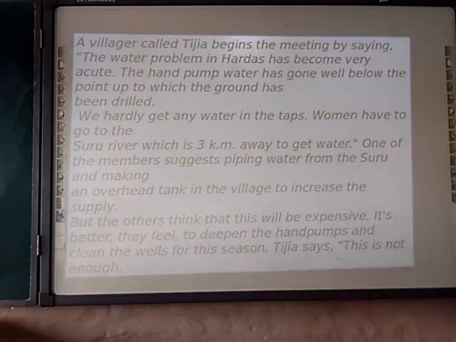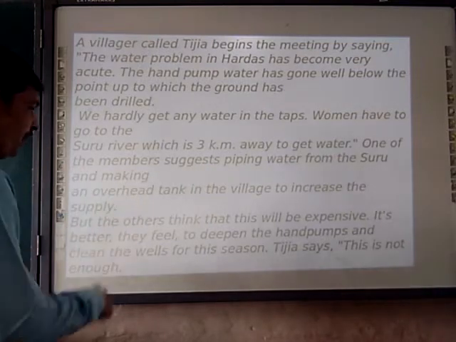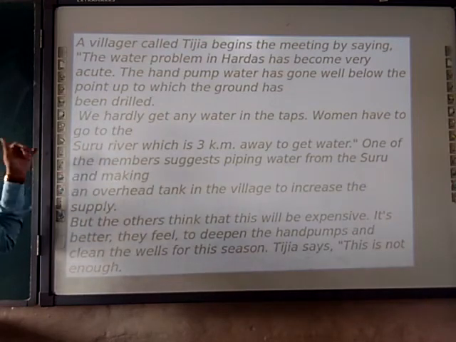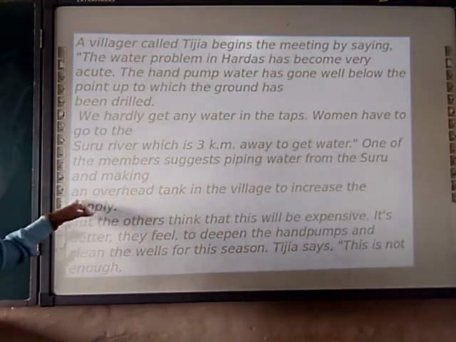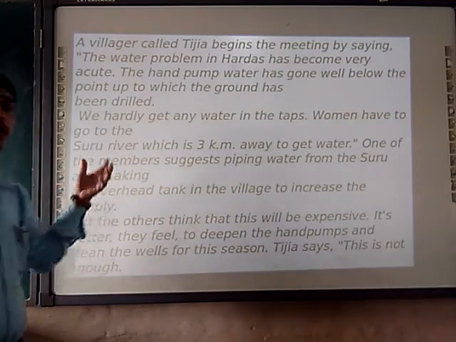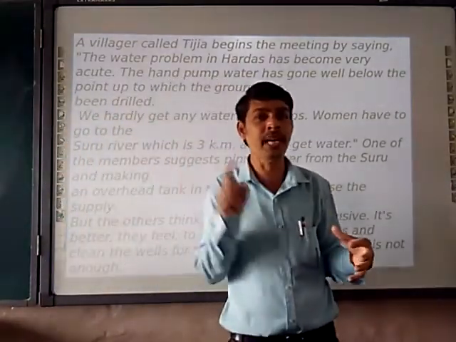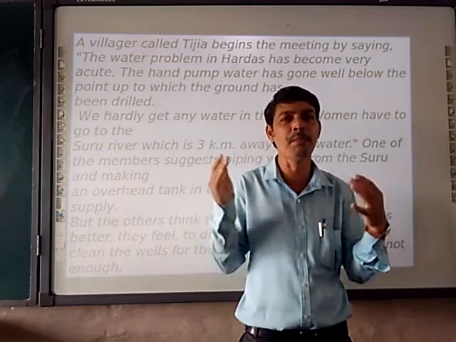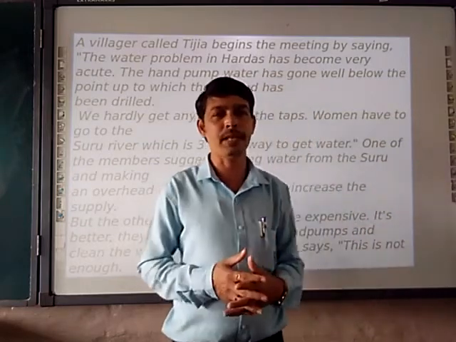So here in this story we are seeing the people of village Harda are suffering from the water scarcity problem, right? And they are suggesting deepening the hand pumps. Second, somebody is suggesting a pipeline from the Suru river to the village. Third, having a tank in the village to increase the water supply. So here water scarcity is one of the major issues. To sort that out, all the members are placing their own views and points on how to sort out that particular problem.